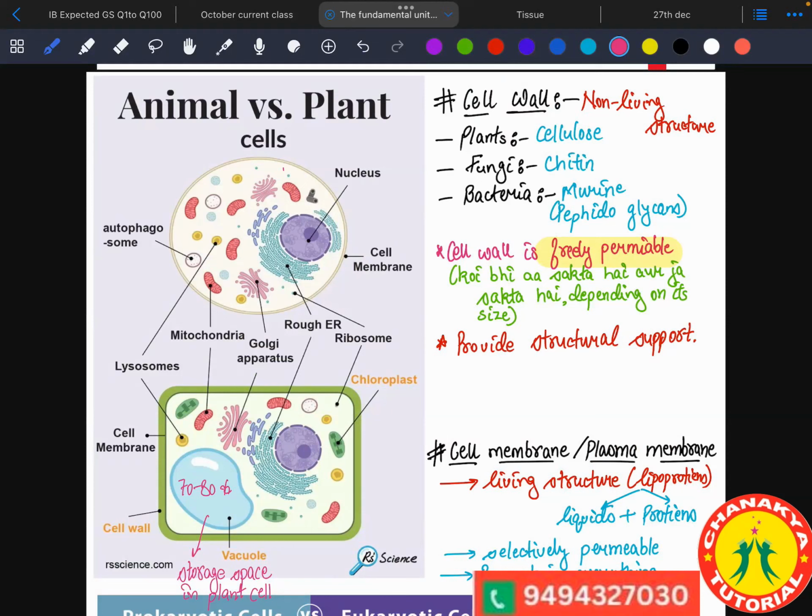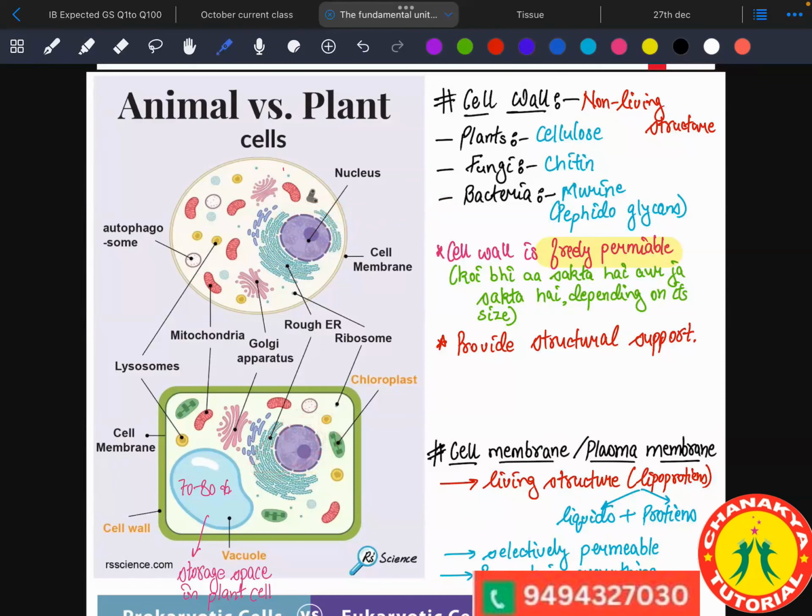Okay, apart from that, roughly they are mostly the same. Like here you can see there is even the nucleus. Sir, the nucleus is not present in the plant cells, right? The nucleus is present in the plant cell. You can see here the nucleus is present. Yes, sir. Okay, the nucleus is present.